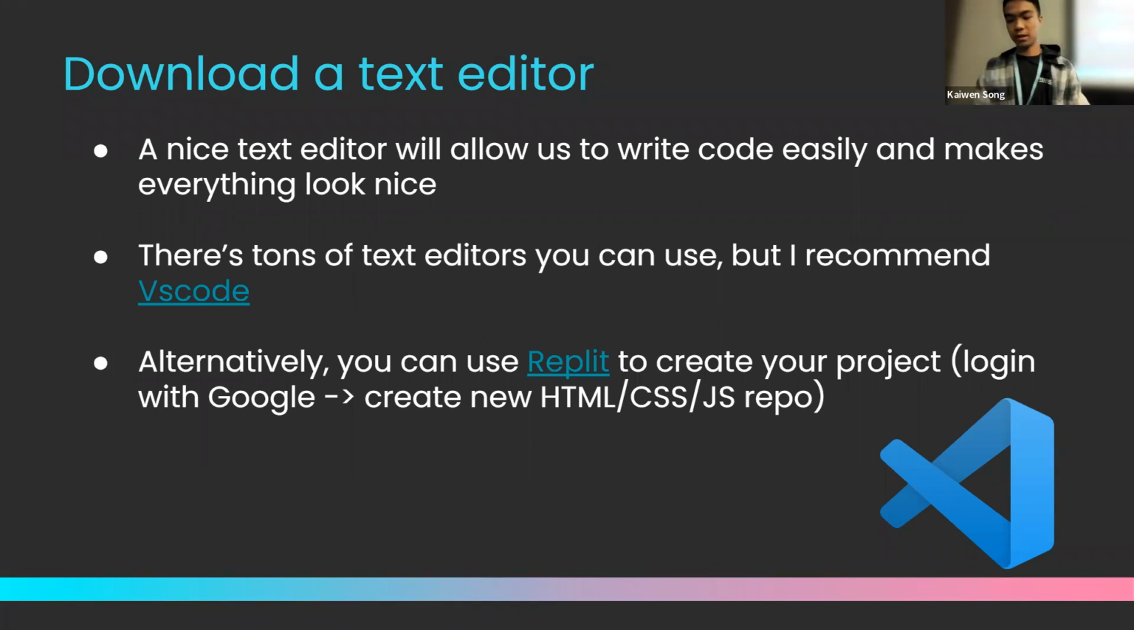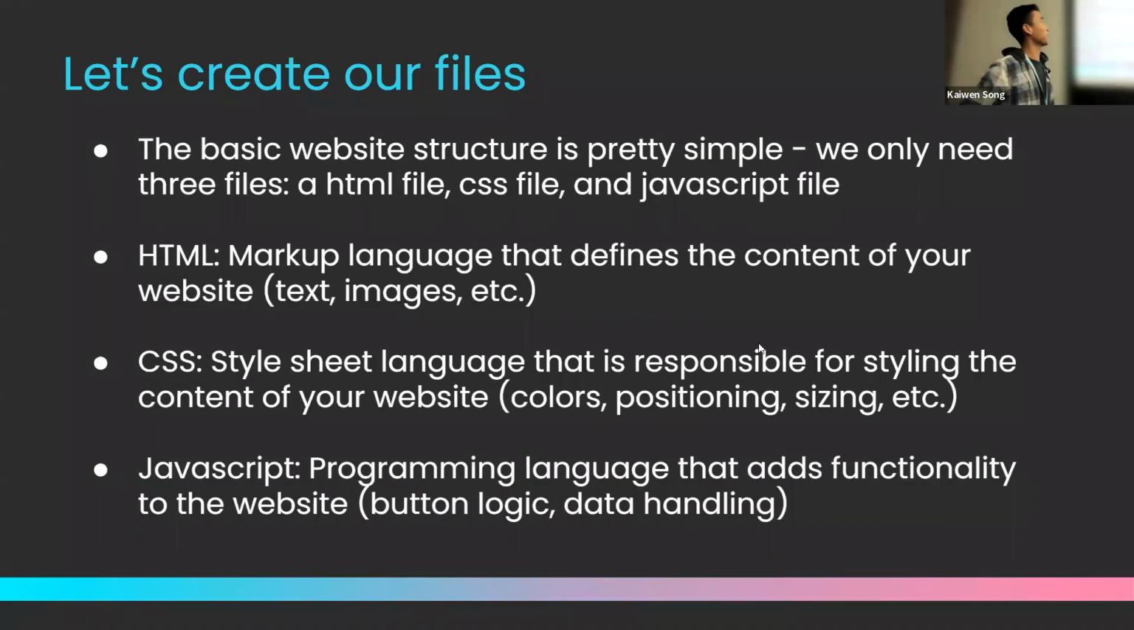Okay, so I'm just gonna move on because we are kind of limited on time. So when it comes to creating a website, there's three main files associated with it. There's the HTML file, the CSS file, and also the JavaScript file. The HTML file is responsible for the actual content of the website. Again, it's like the text, the images, the headings on the website, like the meat.